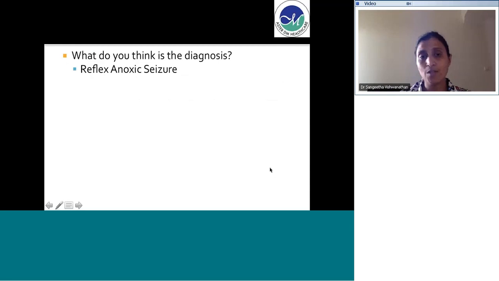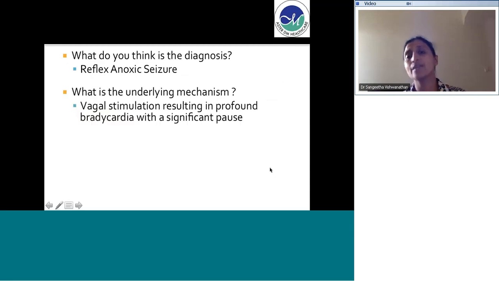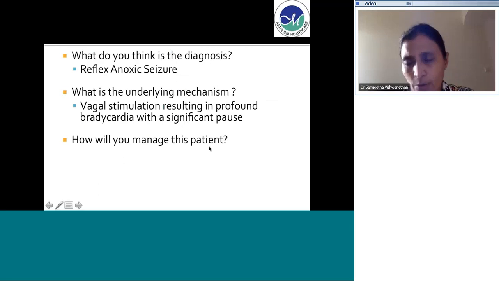So the reflex anoxic seizure is what it is. What is the underlying mechanism? It is a vagal stimulation. Okay, so how would you treat this if you have significant episodes? Usually reassurance is adequate, and as the child grows older, this should improve. But if there are prolonged sinus pauses, what can help these patients?